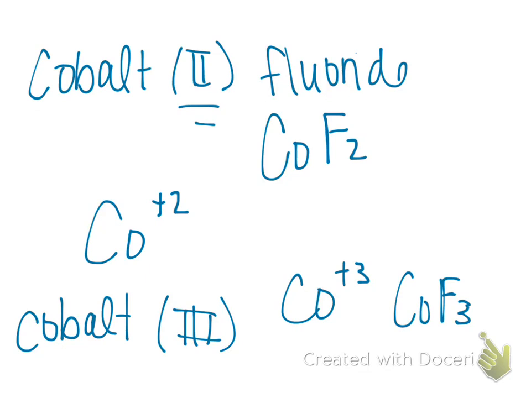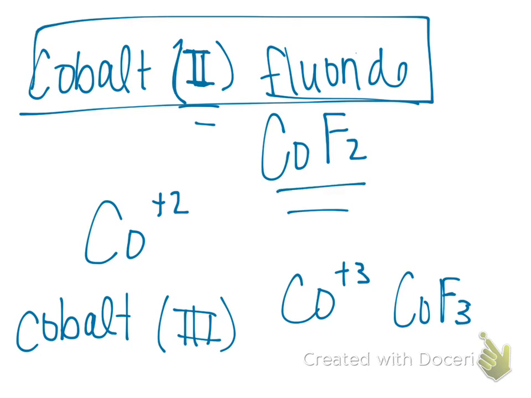So anytime we are naming a compound that has a multiple charge, we have to use those Roman numerals in the written name. They're written with the parentheses, Roman numeral, and then you finish your name. So if I wanted to name this molecule right here, I would call it cobalt 2 fluoride. We're going to start by going from the name to the compound, and then we're going to go backwards, which is a little bit more difficult.